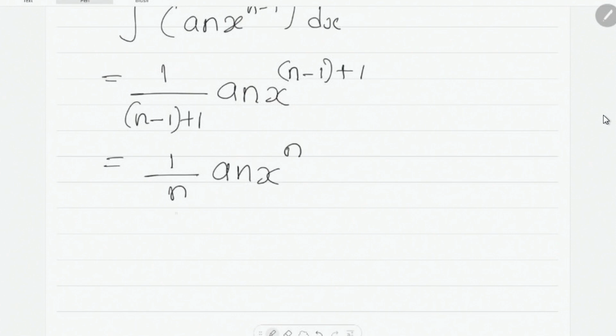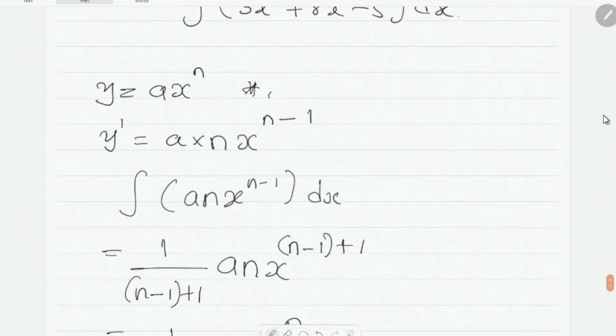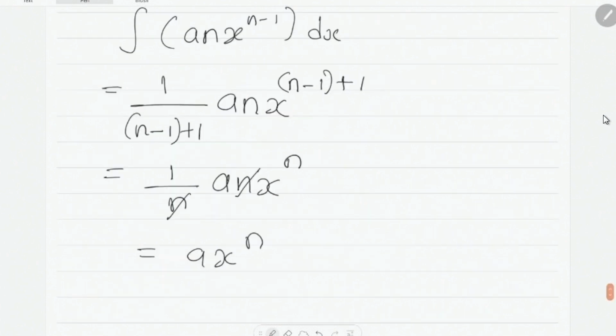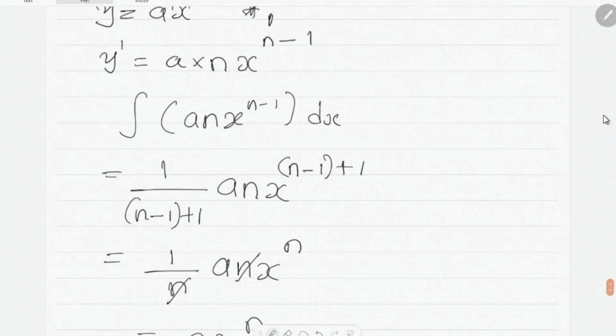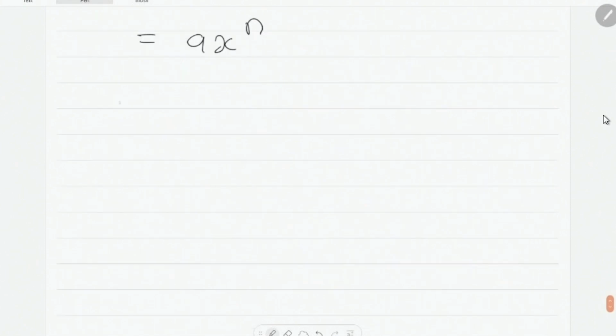When I multiply 1 over n by a n x raised to the power n, this n will go and that n will go, and therefore I'll just remain with a x raised to the power n. So I've gone back to the original function, which is star 1 here, y equals a x raised to the power n. So what we are saying is that integration is the reverse process of differentiation. I'll be using the same method to integrate the terms I'm given in the question.